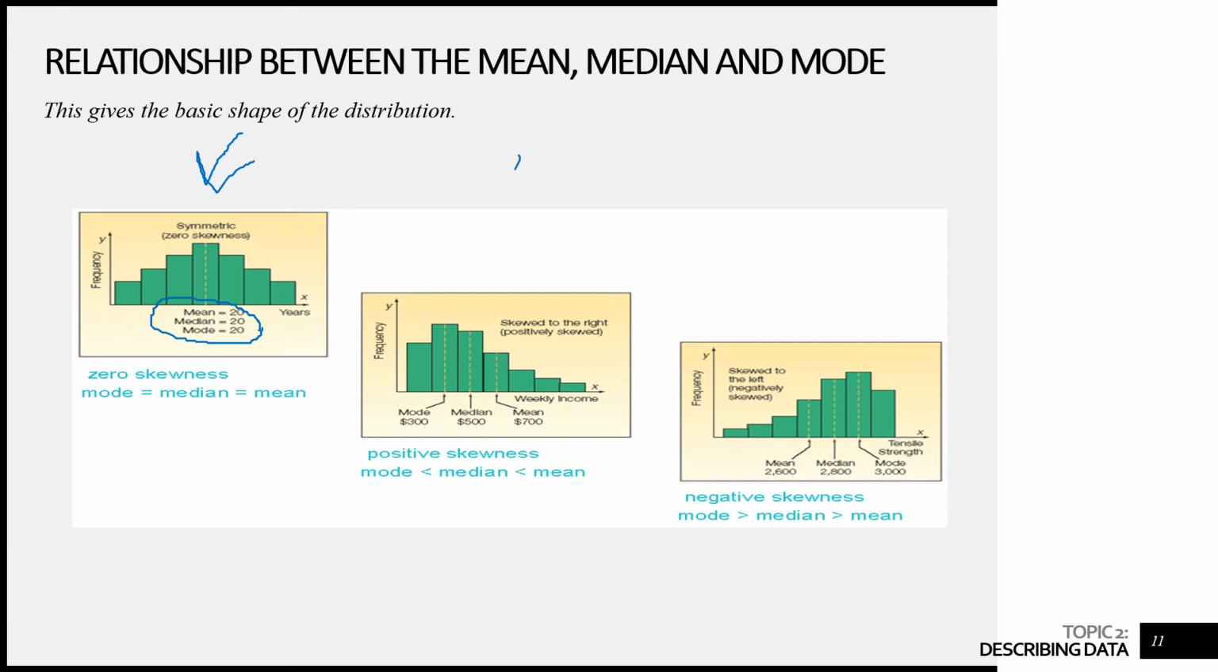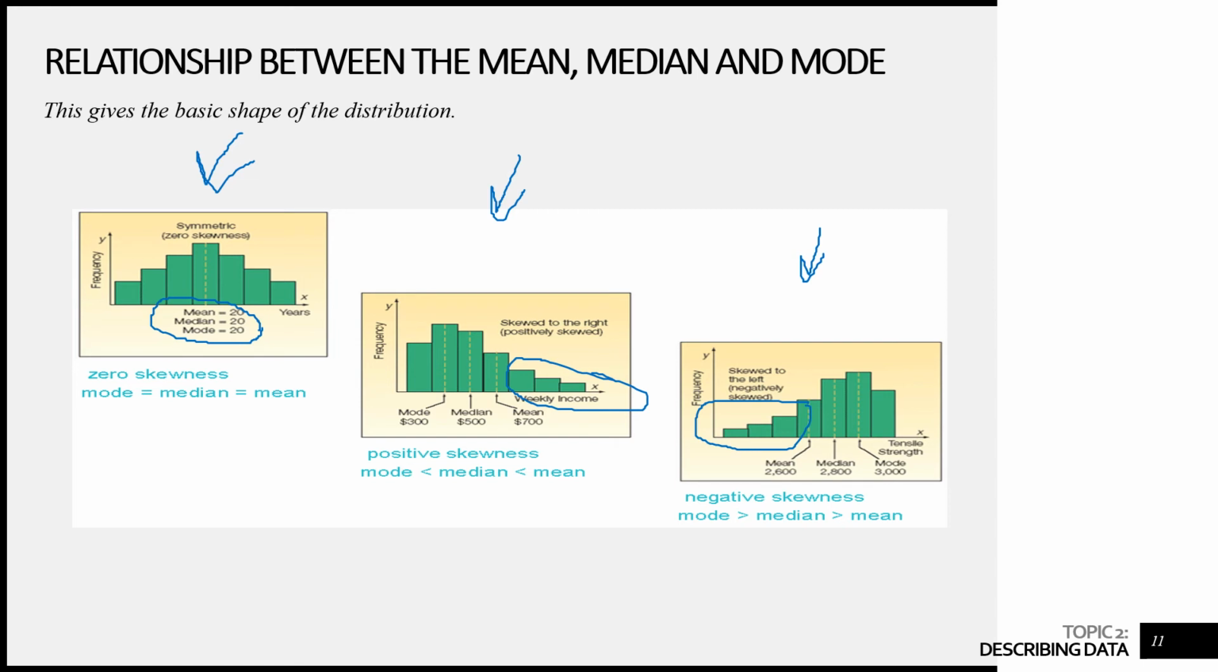Now let's look at the second diagram. Here you can see the tail is longer to the right. This distribution is called skewed to the right, or a positively skewed distribution. Whereas in this diagram, you can see the tail is longer to the left. So this is called a skewed to the left distribution, or a negatively skewed distribution. Now sometimes it can get a bit confusing. How do you know if something is positively skewed or negatively skewed?